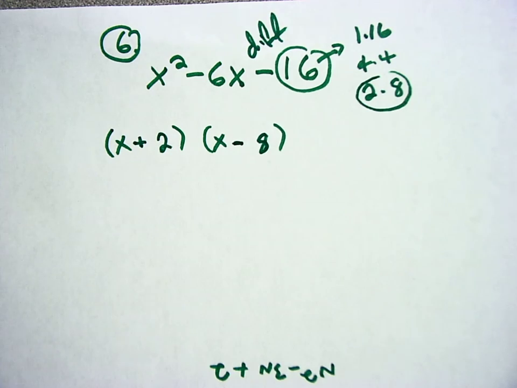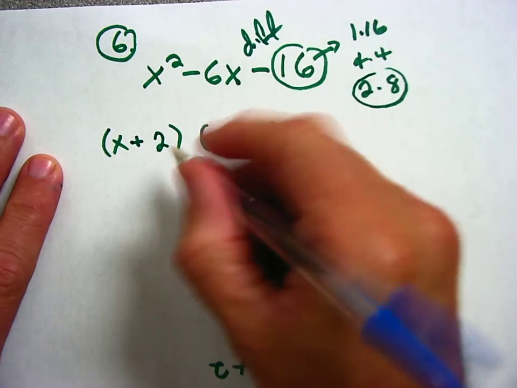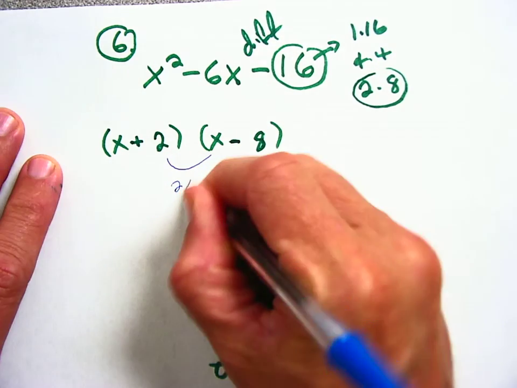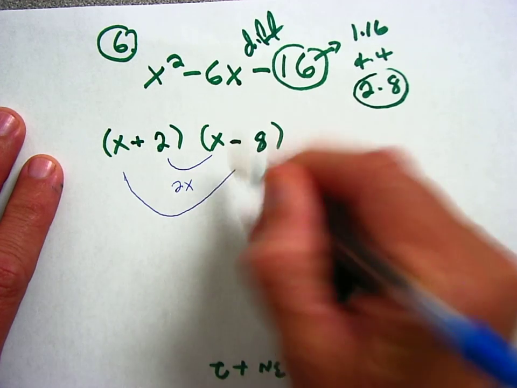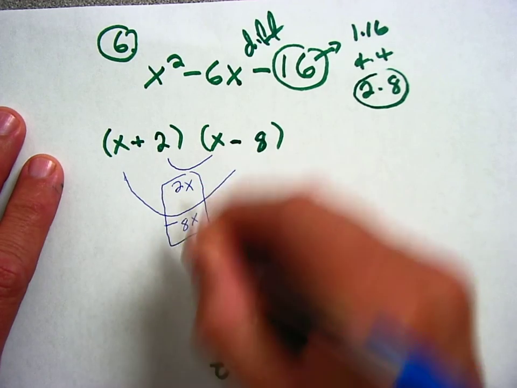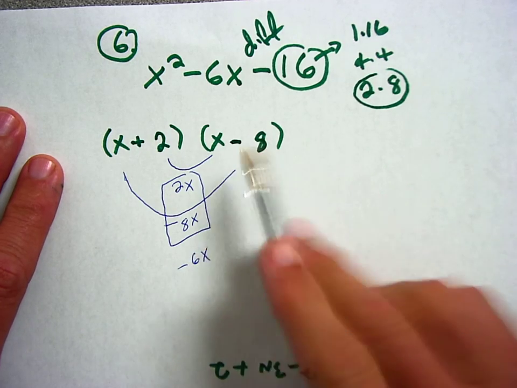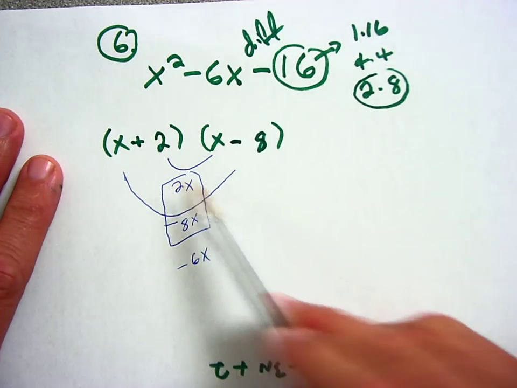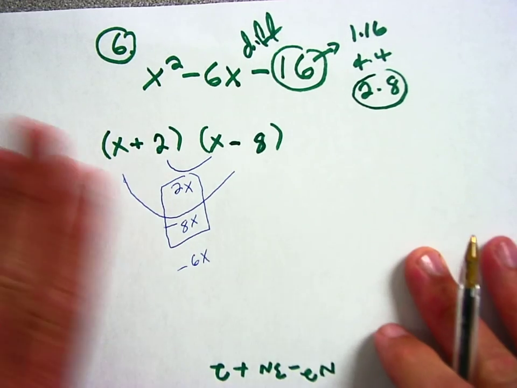I do want to show you a quick check though. You can do inner smile, which is 2x, and you can do outer smile, which is negative 8x. And when you add that up, you get negative 6x, and that shows you that middle term right there. Okay, if you want to do that inner smile and outer smile and try to figure that out.